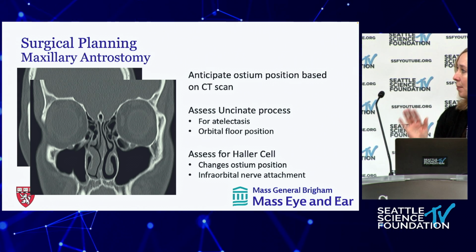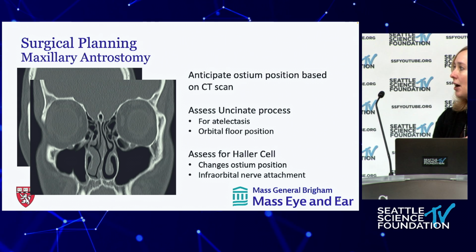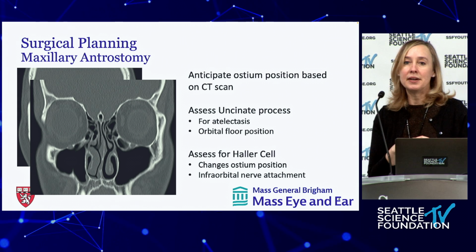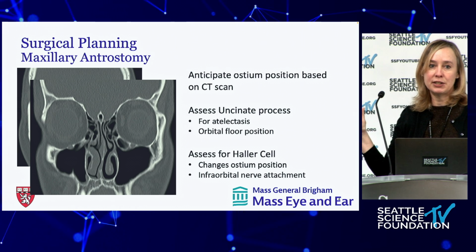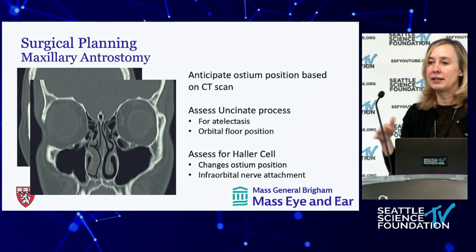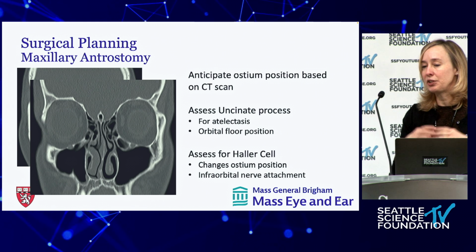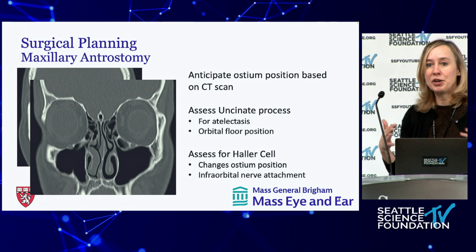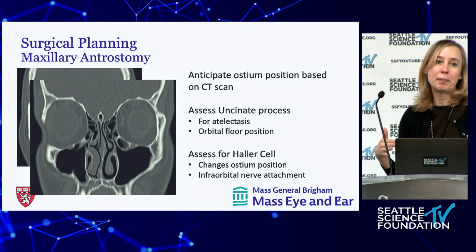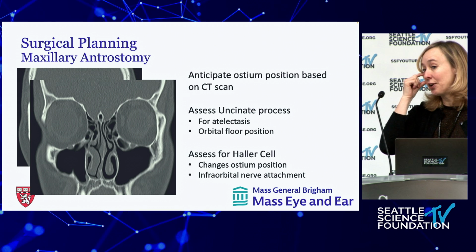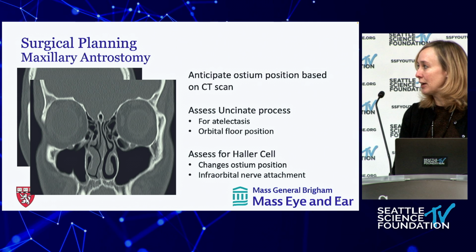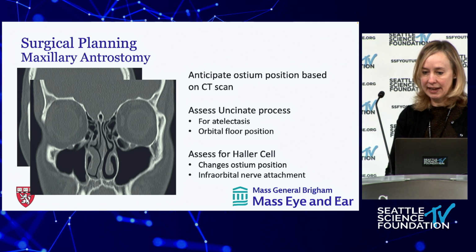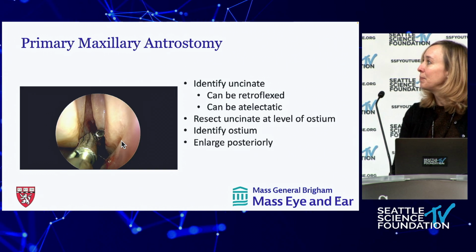In addition, in a lot of cases, you can see how the Haller cell is actually attaching to the infraorbital nerve. And so this is a situation where you have to make a decision about how much of that Haller cell you need to dissect when you're doing the antrostomy, if you need to remove the bottom half of that. And if you are, fracturing it potentially puts that nerve at risk because of the attachment there. So again, those are all things that just looking at the CAT scan beforehand can help with.